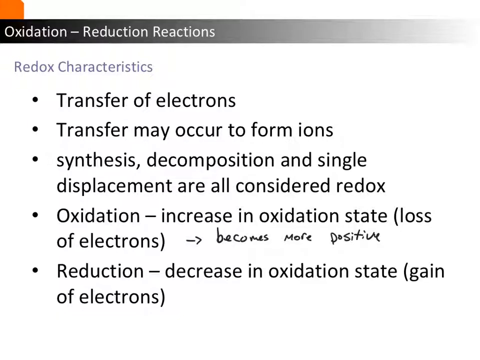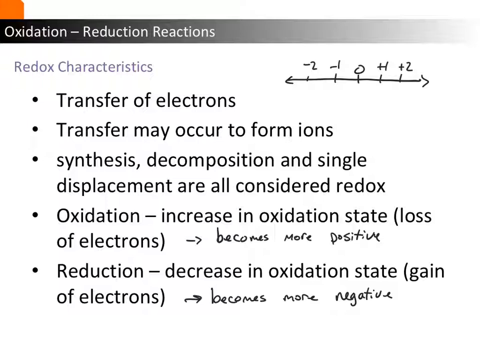Metals tend to want to lose their electrons and become more positive, so oftentimes you'll see metals oxidize. And because of the opposite effect, nonmetals like to gain electrons, and they're more likely to become reduced. Reduction, decreasing the oxidation state, can be reworded as saying becomes more negative.